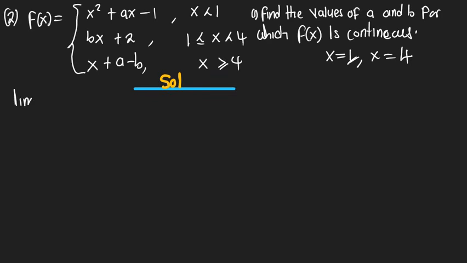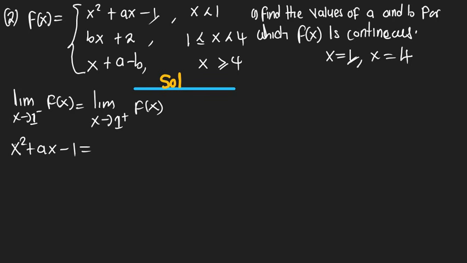So the same thing: we start with the limit as x approaches 1 from the negative side of f of x is equal to the limit as x approaches 1 from the positive side of f of x. Then you check where exactly x is less than 1. It's this equation, so you put that equation there. Where is x greater than 1? 1 must be less than or equal to x, meaning x can be 1 or it can be greater. So this one is on the positive side of x.